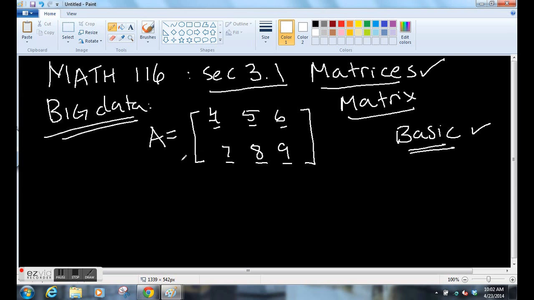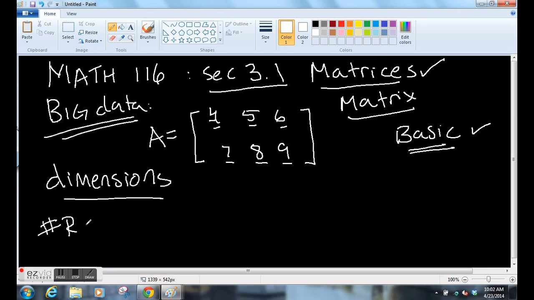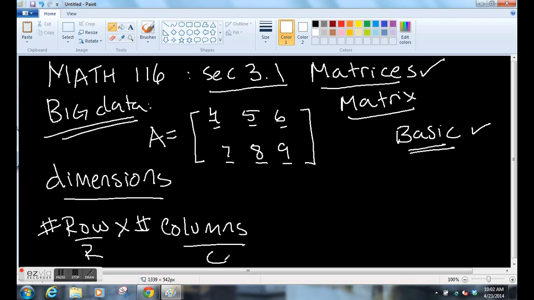So the first thing to keep in mind with a matrix is that matrices have dimensions. The dimensions of the matrix are the number of rows and the number of columns. And almost always, in every book I've seen, you start with rows first and then you go by column. So it's row by column. I remember it because it's RC. Now your book uses this notation: they let M be the number of rows and N be the number of columns.